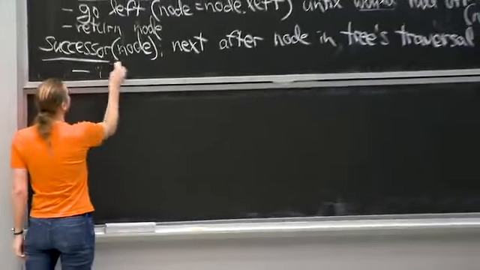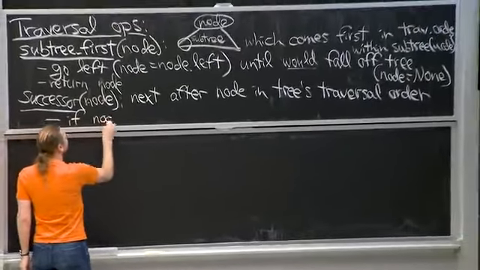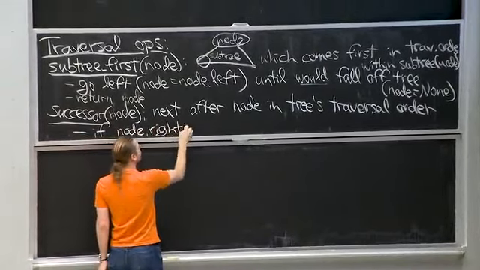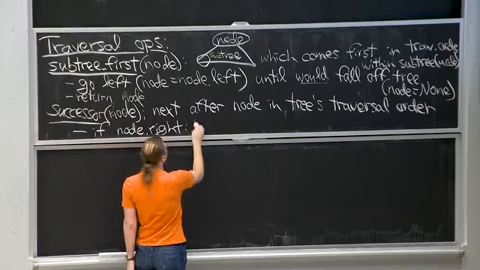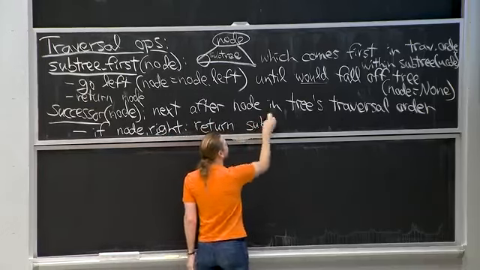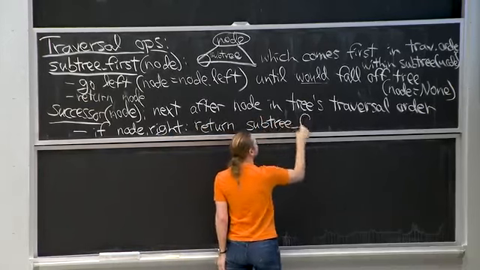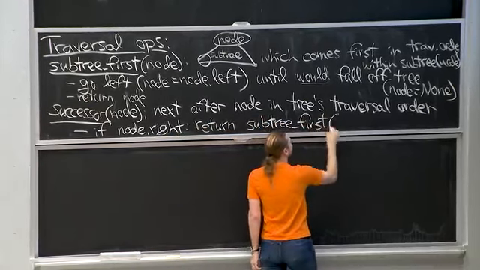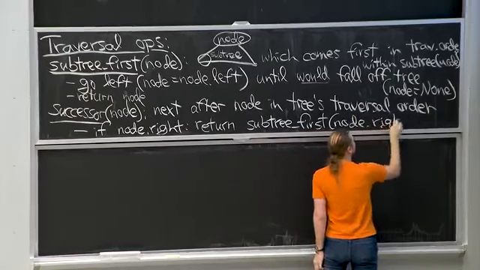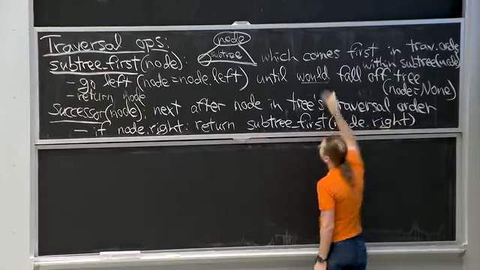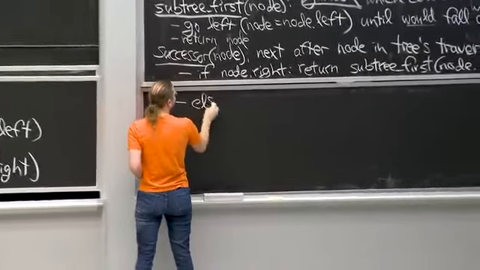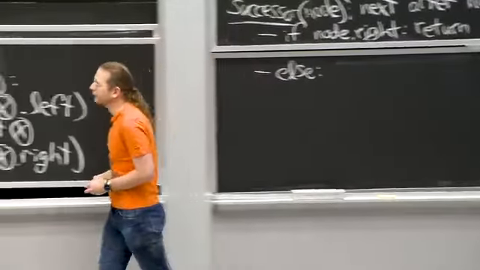So this is case one. If node.right, so if we have a right child, then what we want is subtree first of the right child. Okay, great. We can reduce to this other operation. But what if the node doesn't have a right child?